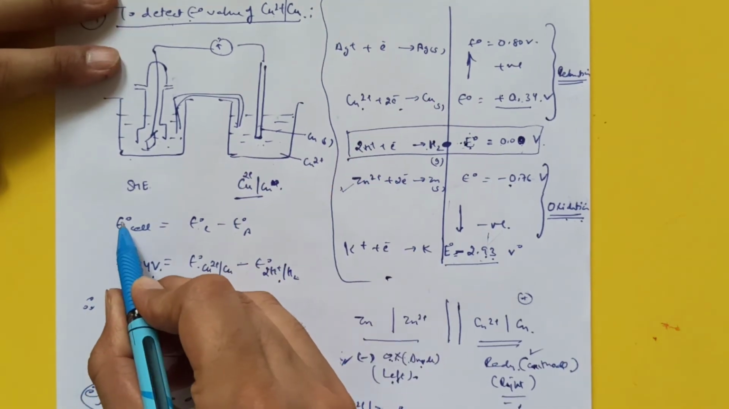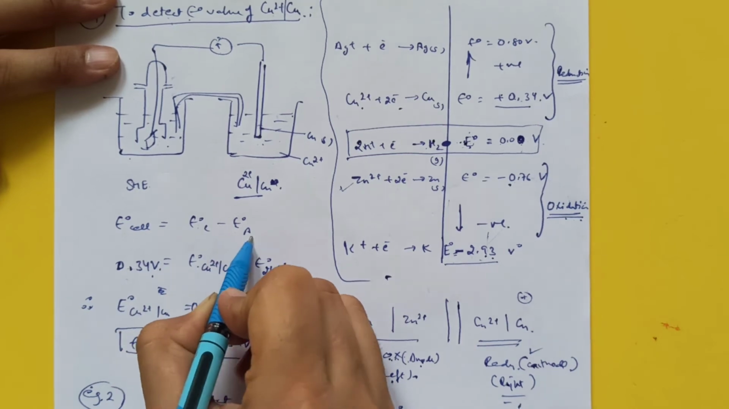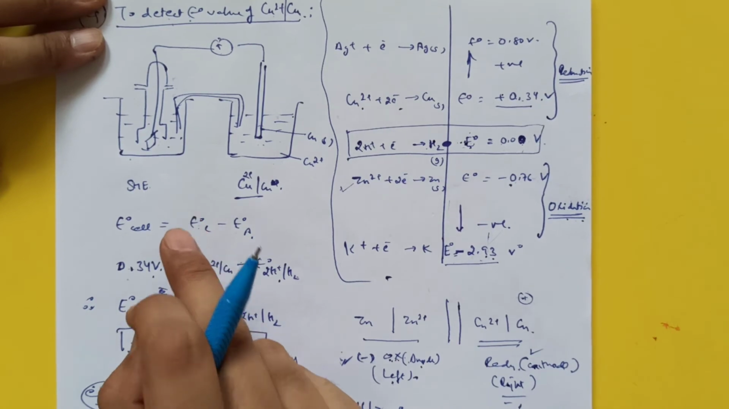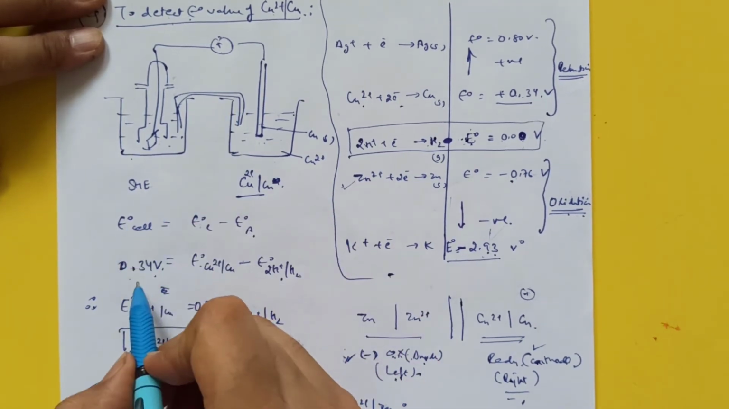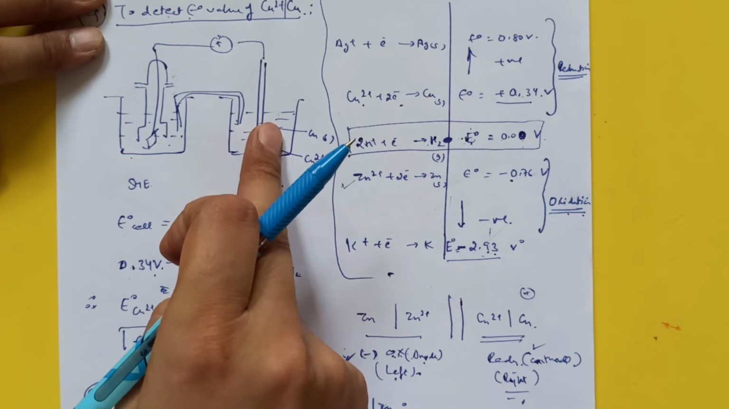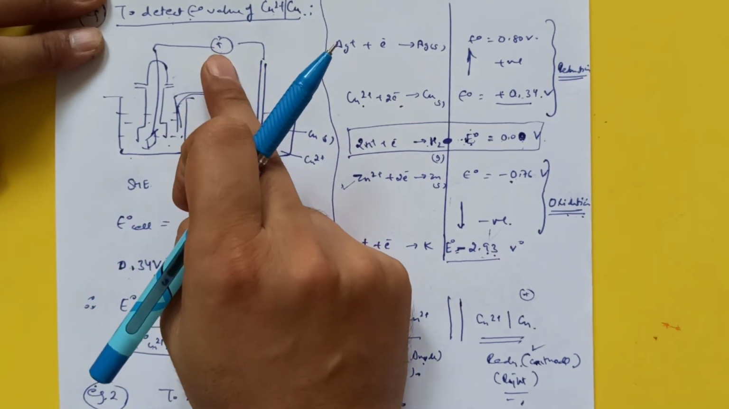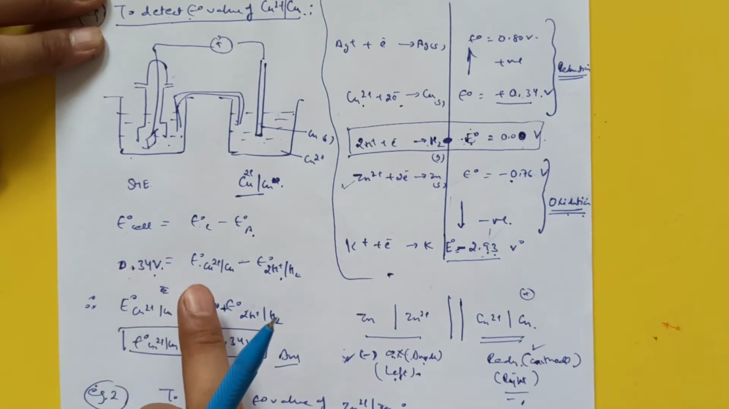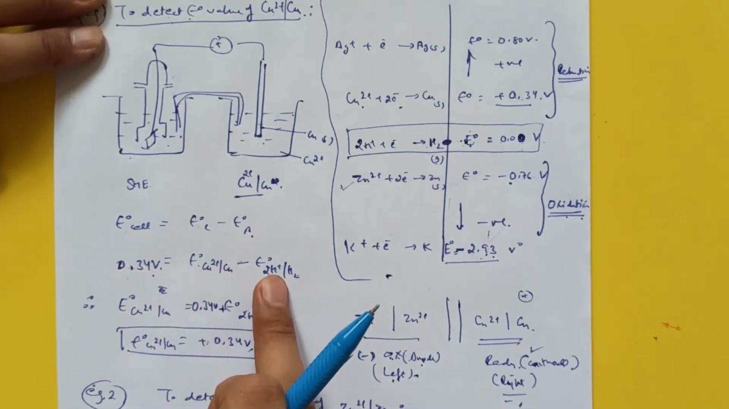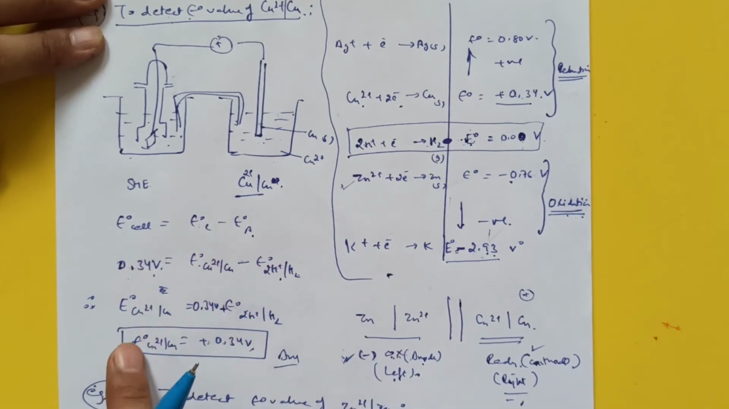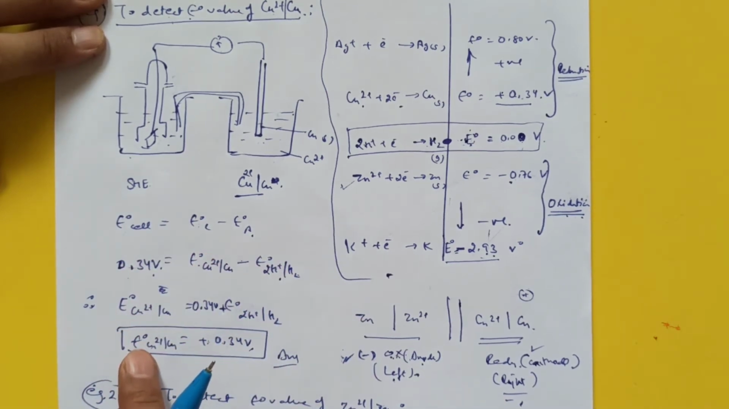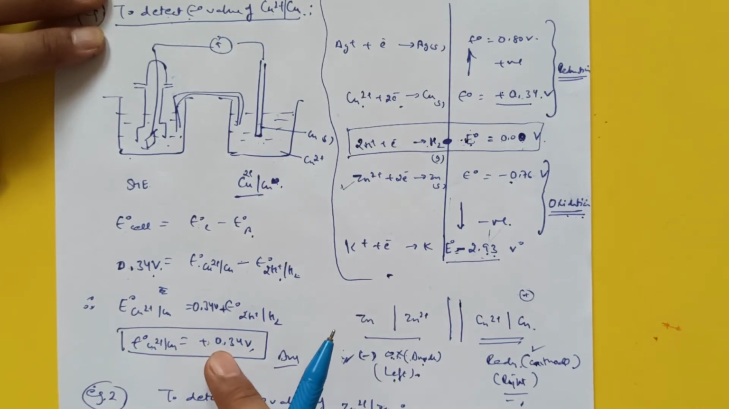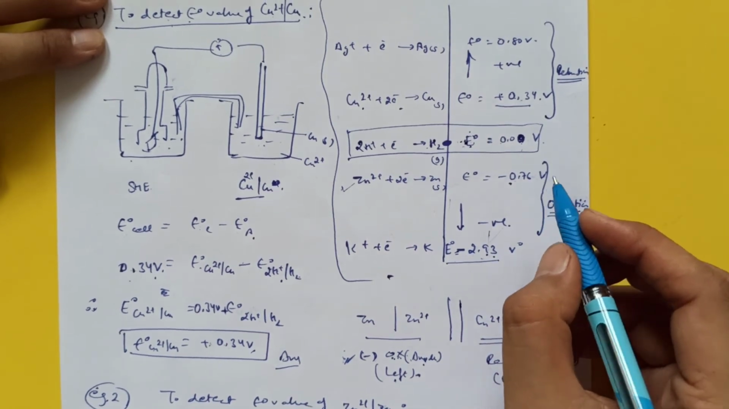Now from the formula E naught cell is equal to E naught cathode minus E naught anode, we will substitute the values. When we connect SHE with the copper electrode and its electrolyte, from the voltmeter we find the value 0.34 volt. Now the value of SHE we know well. So after simplifying the equation and calculating, we find that E naught value for the copper electrode is 0.34 volt.